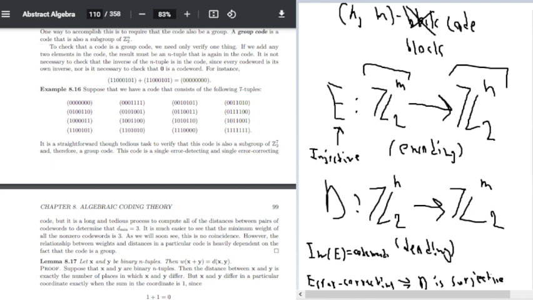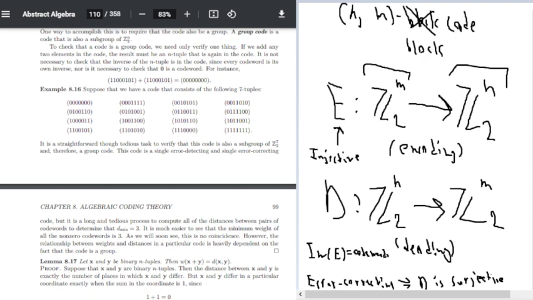To check that a code is a group code, we need only verify one thing. If we add any two elements in the code, the result must be an n-tuple that is again in the code. It is not necessary to check that the inverse of the n-tuple is in the code, since every code word is its own inverse, nor is it necessary to check that 0 is a code word. For instance, 11000101 plus 11000101 equals 00000000.